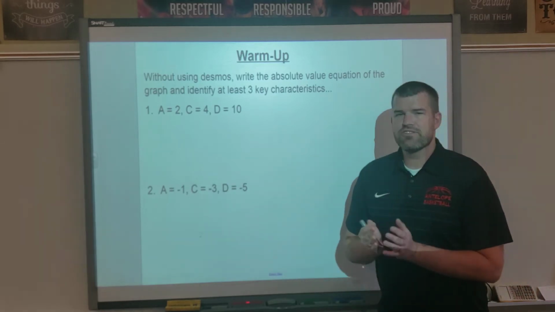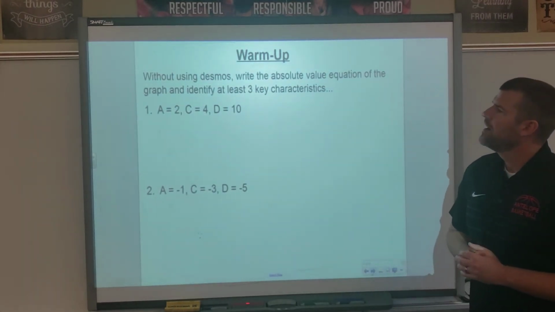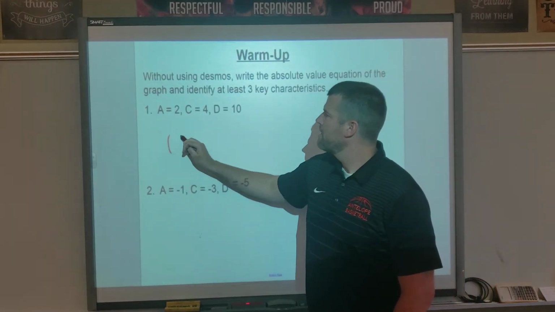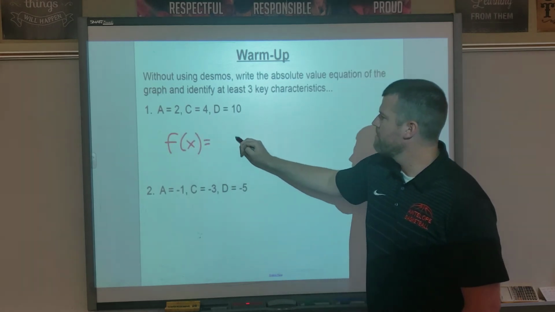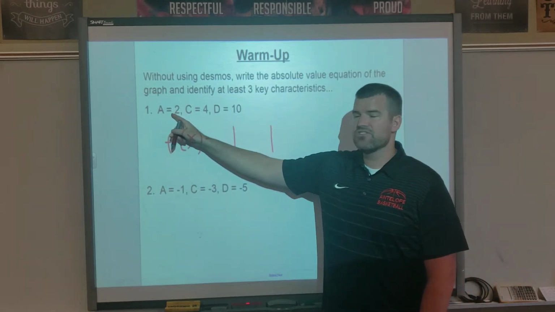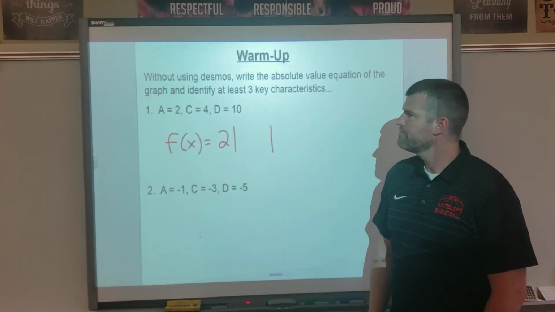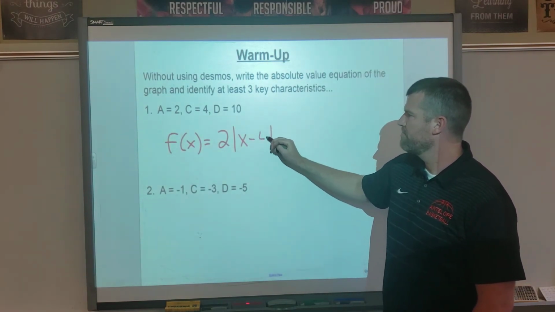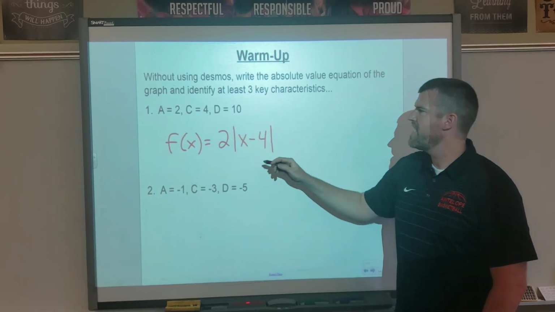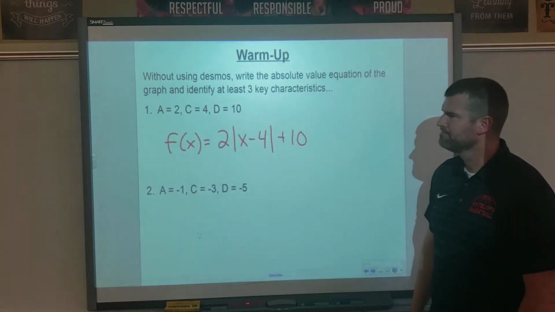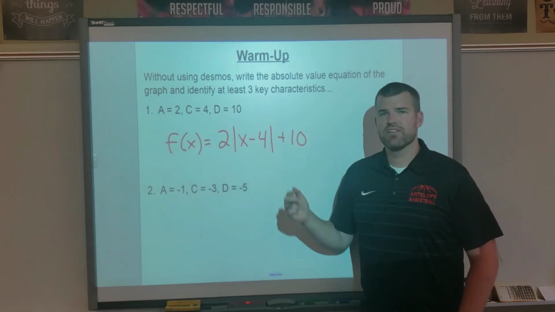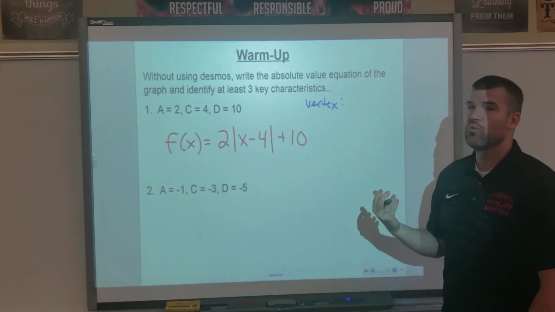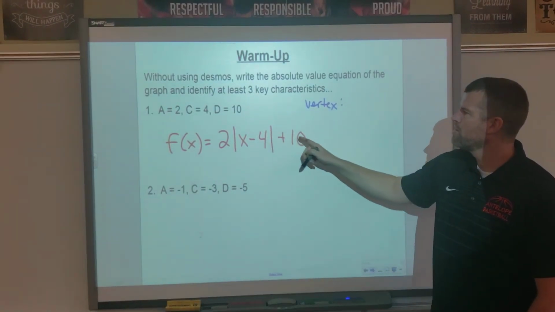All right, without using Desmos or a coordinate plane, we could write an equation and then identify lots of characteristics. So I know it's absolute value, so I need to have my bars. If my A value is 2, that means my number out front is 2. If my C is positive 4, that means in here it's going to say x minus 4. And then if our D value is 10, that means it's going to say plus 10. What are some things that we know about this graph? Well, we know the vertex. What is the vertex? Positive 4, positive 10.